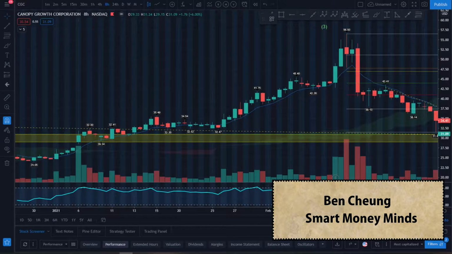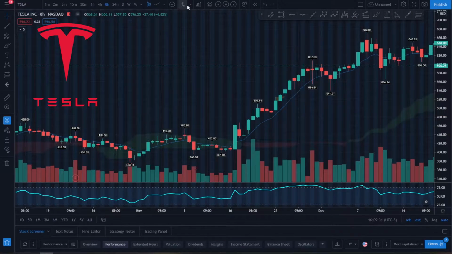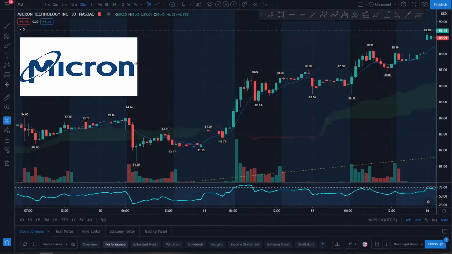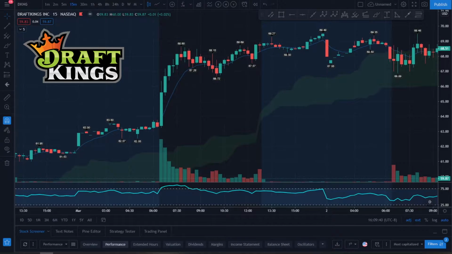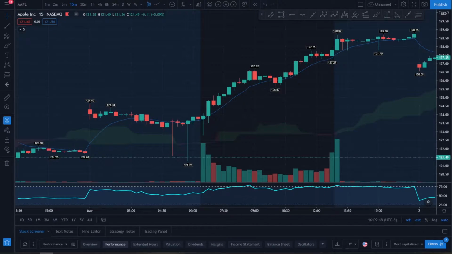So what does a marijuana company like CGC, an electric car company like Tesla, a microchip company like Micron, a gaming company like DraftKings, and an electronics company like Apple all have in common? Well, obviously it's not the ticker, it's not the industry, nor is it any chart history or news, but simply it is this chart pattern that appears over and over again in every different time frame on all different types of stocks. So let's take a look at what it is.